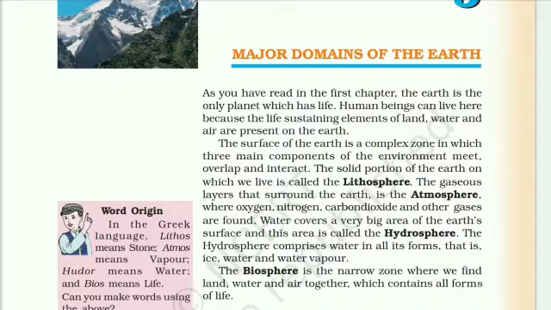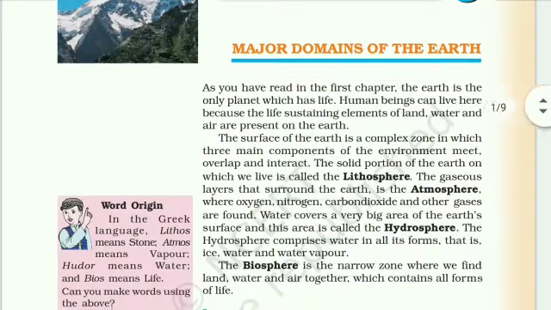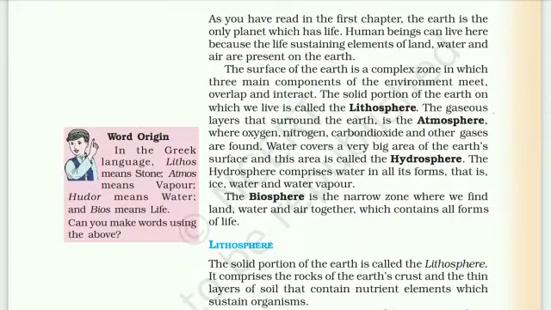There are three main components of the environment: lithosphere, atmosphere and hydrosphere. The solid portion of the earth on which we live is called the lithosphere. In the Greek language, lithos means stone. Atmos means vapor. Hydor means water. And bios means life.